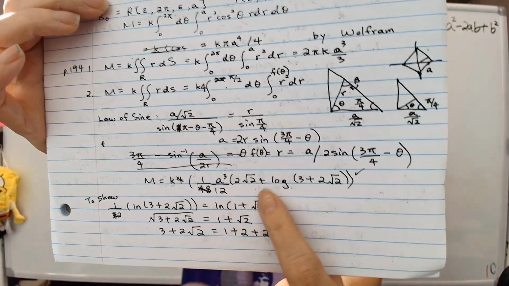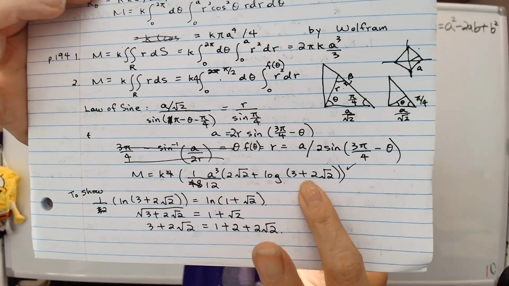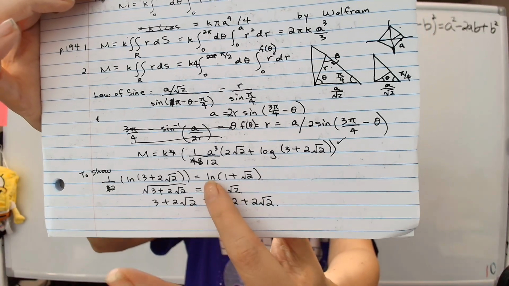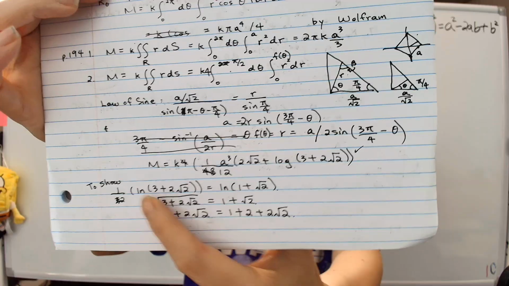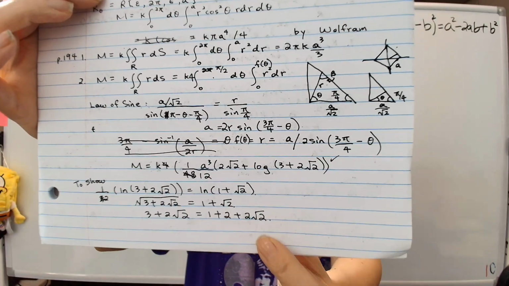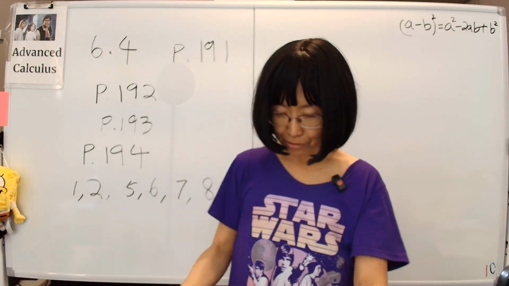It says that the answer is this. This answer isn't identical to the answer in the back of the book. The answer in the back of the book says something simpler, okay? It says this part. But if you work with it, then you very soon realize that these two things are the same. So that's problem 2.